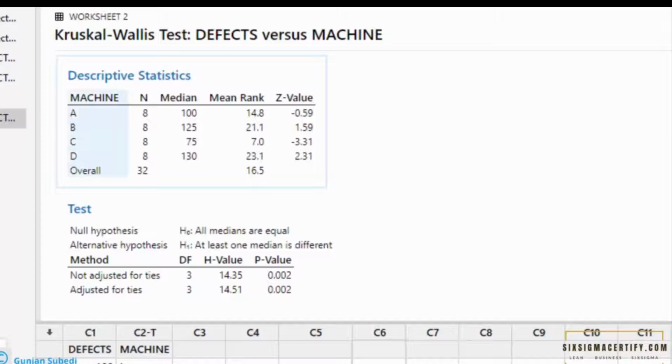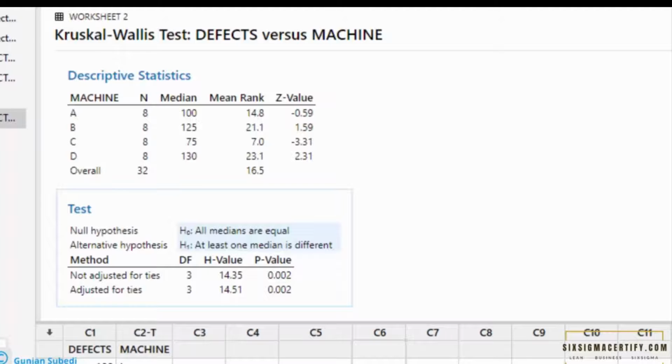We have 4 machines with their corresponding Z value and the P value. Here, the null hypothesis says all medians are equal. Since we are performing our non-parametric test, we are looking at the medians over here. There is no difference between the defects produced by Machine A, Machine B, Machine C and Machine D. And the alternative hypothesis says at least one median is different. That means there is a statistical difference in the defects produced by at least one of the machines.